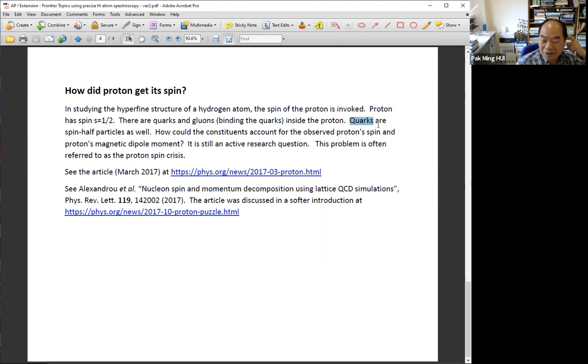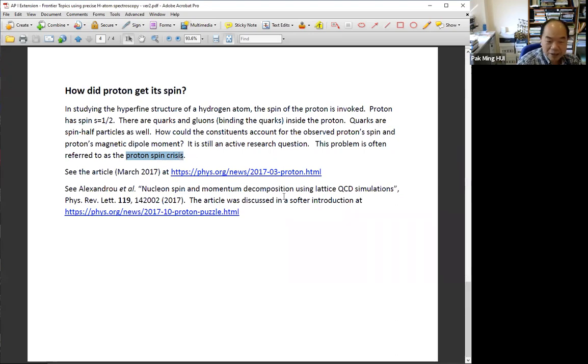And the quarks also have spin. So how could we account for this spin half and the observed magnetic dipole moment of the proton starting from what is making up the proton? So this is a very difficult problem. Sometimes this is called the proton spin crisis. How can we understand this spin half using what is hidden inside?